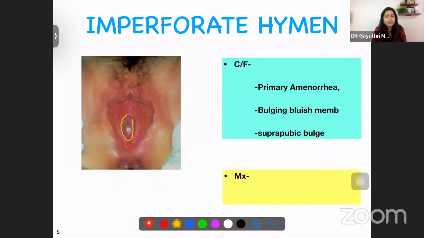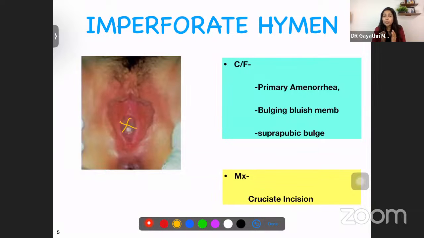So how will you manage this condition? Again, yet another very important question. So you have a hymen which has not yet perforated. So we can basically put an incision so as to drain out the blood which has collected inside. And this cross-shaped incision that I'm going to put here is known as the cruciate incision. So the management is cruciate incision.